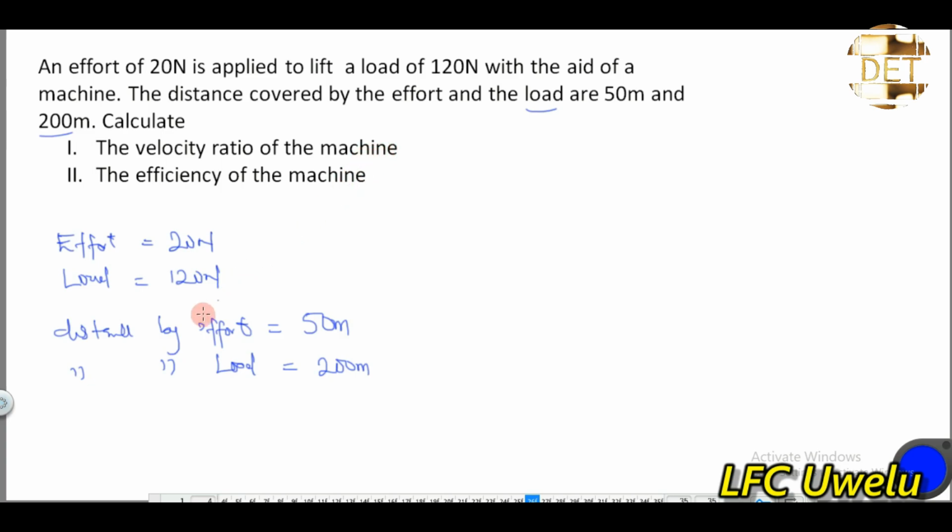Velocity ratio of the machine is equal to distance moved by the effort over distance moved by the load, right? So velocity ratio is equal to distance moved by effort over the distance moved by what? The load.